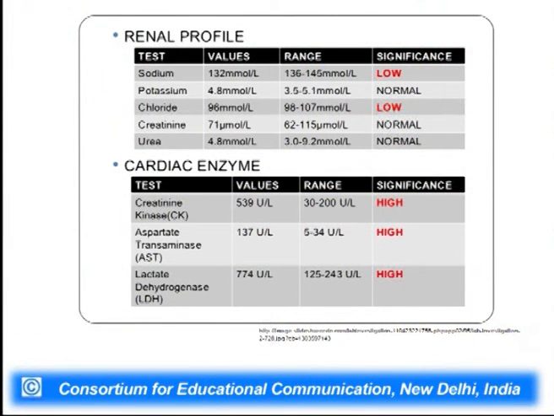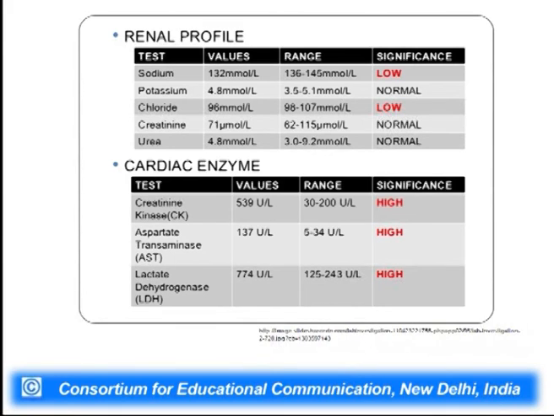So if the level of urea or creatinine is high in the blood, it shows that the kidney is not functioning properly. The blood potassium and chlorides are also checked. All these things come under renal profiling. Then cardiac enzyme profiling takes place, in which creatinine kinase is checked, then aspartate transaminase or AST, and lactate dehydrogenase are also checked. So the values over here are given.